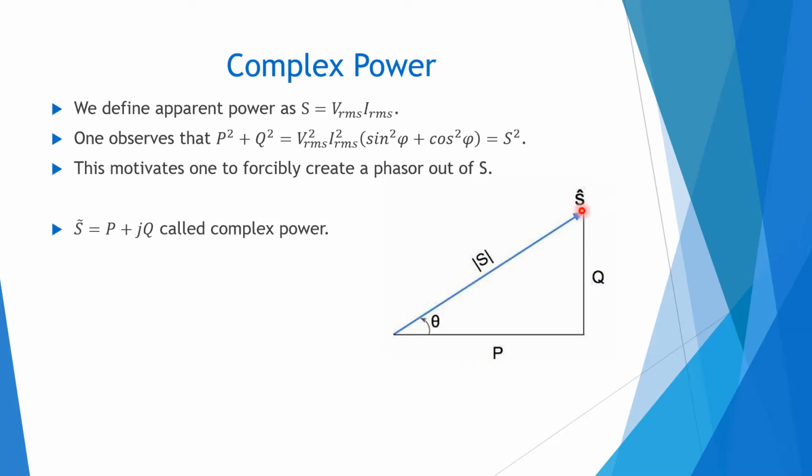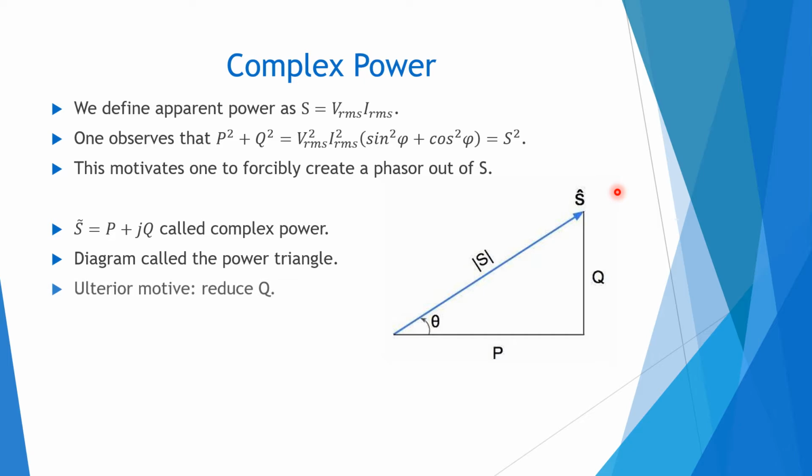So S, instead of being just an amplitude, now also has a direction. So that's why, making it a complex number, we have put a tilde over its head. And this diagram with P, Q, and S pointing up is called a power triangle.